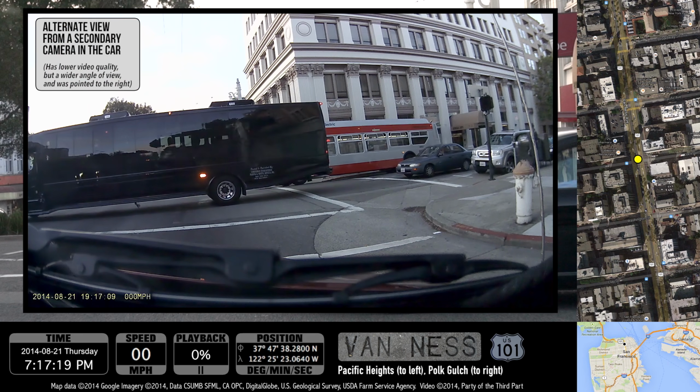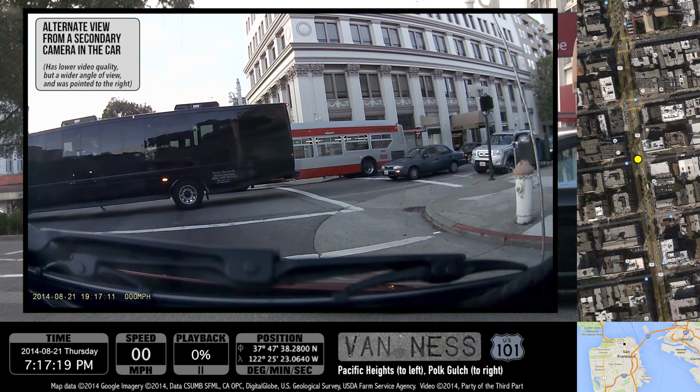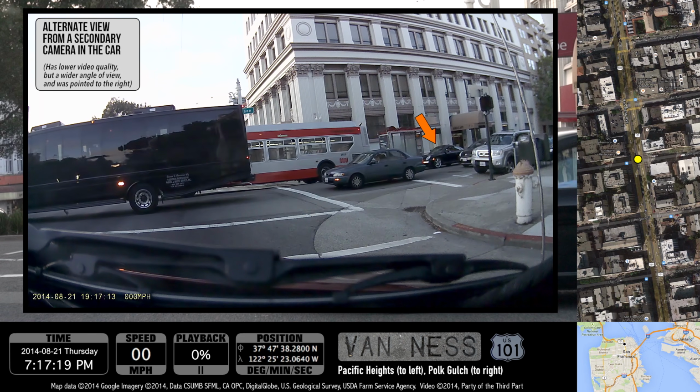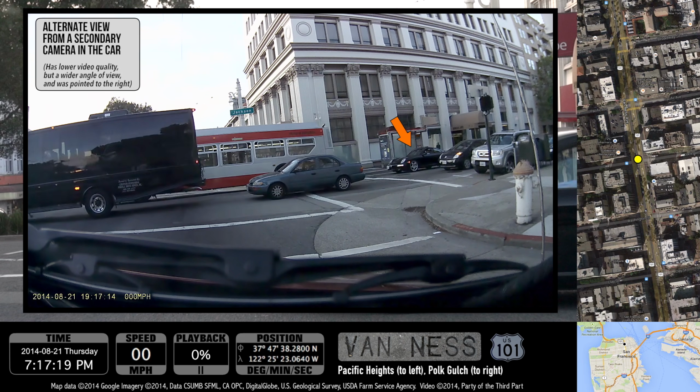Here's another view of this incident from another camera that was on the car. It has a wider angle of view. You can see just how blatant this was.